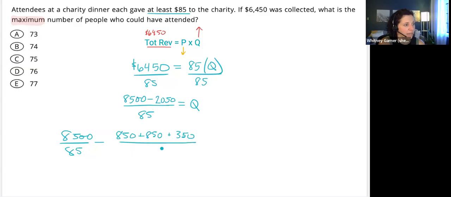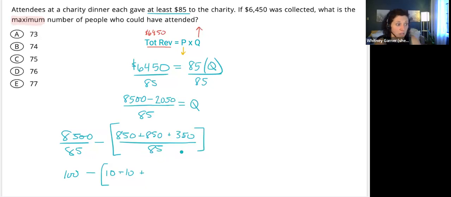All of that divided by 85. So this piece right here, first I'm going to have 100 people, but then I'm going to subtract off the first 10, another 10. So I'll subtract off 20. To do with this 350 over 85. And so I'm going to look for something that's pretty close.